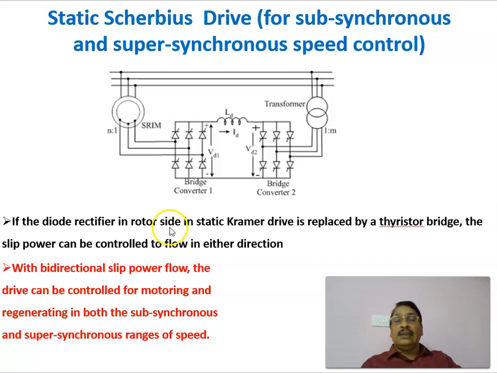If the diode rectifier on the rotor side in the static Kramer drive is replaced by a thyristor bridge, the slip power can be controlled to flow in either direction. The slip power can flow from the rotor into the grid, or from the grid into the rotor. Both can be implemented if you replace the diode by controlled rectifiers or controlled converters like converter 1 and converter 2. With the bidirectional slip power flow, the drive can be controlled for motoring and regenerating in both subsynchronous and supersynchronous range of speed. That is possible in the case of the static Scherbius drive system.